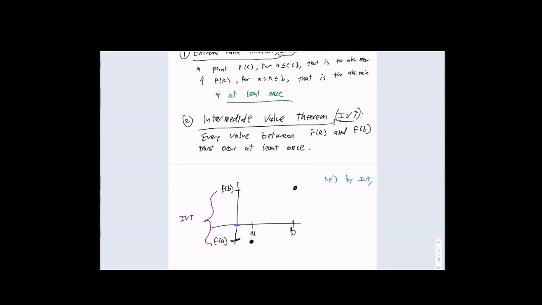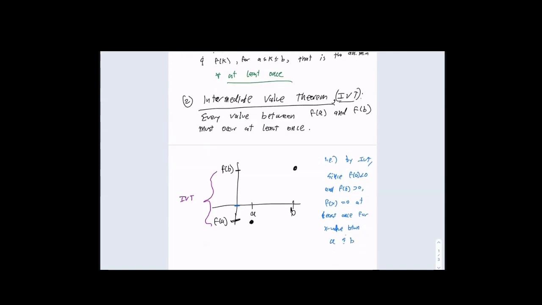By the IVT, since f of A is less than 0 and f of B is greater than 0, then f of x equals 0 at least once for some x value between A and B. I don't know where it happens, but I do know it must happen. It's kind of like a no kidding type of thing.